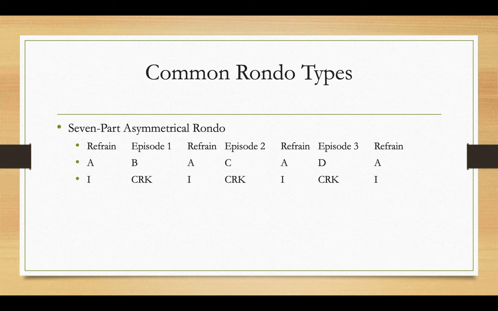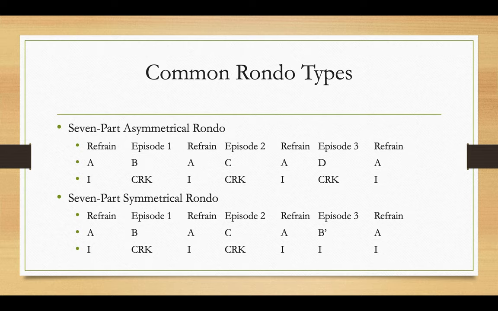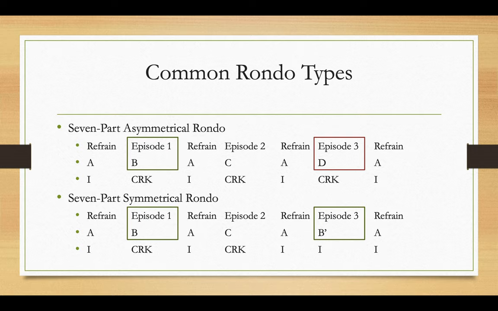Then finally is the seven-part symmetrical rondo. Now, comparing the seven-part asymmetrical rondo to the seven-part symmetrical rondo, the main difference involves what happens in episode three. So looking at the asymmetrical rondo, as I mentioned a minute ago, episode one and episode three have distinct thematic material. In a seven-part symmetrical rondo, episode one and episode three share the same thematic material, more or less.